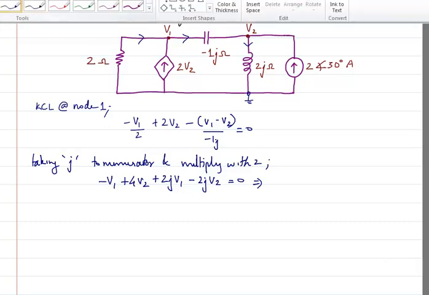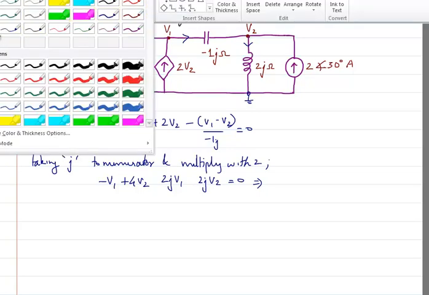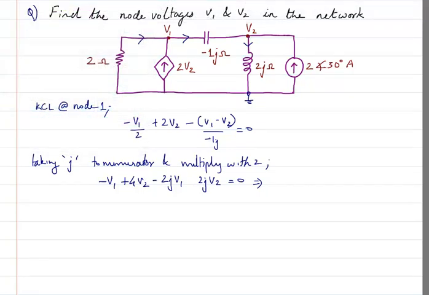Sorry, before that a small mistake, this should be plus and minus and plus. Why? Because when this minus j goes on top, it becomes plus j. So this is minus 2j, and the minus and the second minus will become plus, so this is plus 2j. Now we are having minus of (1 plus 2j) into V1 plus (4 plus 2j) V2 is equal to 0. So this is my first equation.